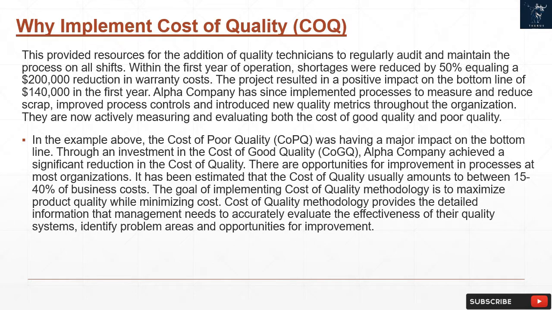quality. There are opportunities for improvement in processes at most organizations. It has been estimated that the cost of quality usually amounts to between 15 to 40% of business costs. The goal of implementing cost of quality methodology is to maximize product quality while minimizing cost. Cost of quality methodology provides the detailed information that management needs to accurately evaluate the effectiveness of their quality systems, identify problem areas, and find opportunities for improvement.